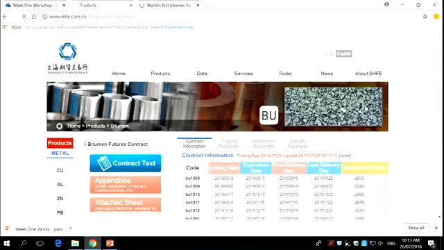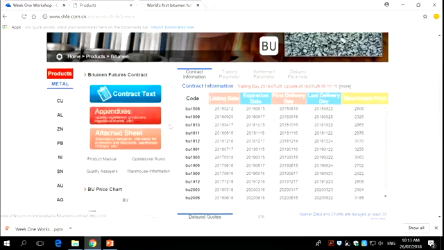All right, so we're entering here, and we see there is a range of contract information, and we see this futures contract code. BU means this is a bitumen futures contract, right? And this four-digit number is the expiry date. For instance, this one means the contract would expire in December 2018, so the end of this year.